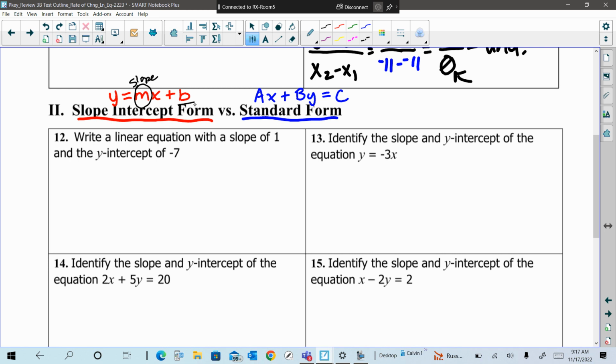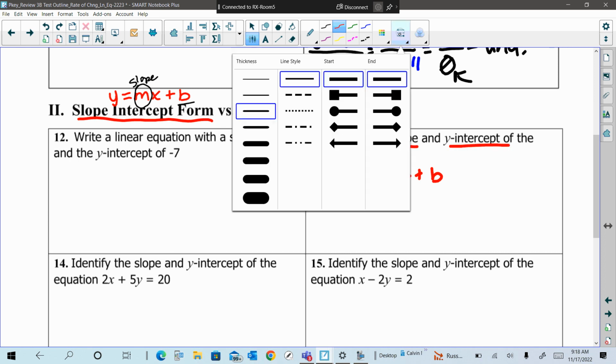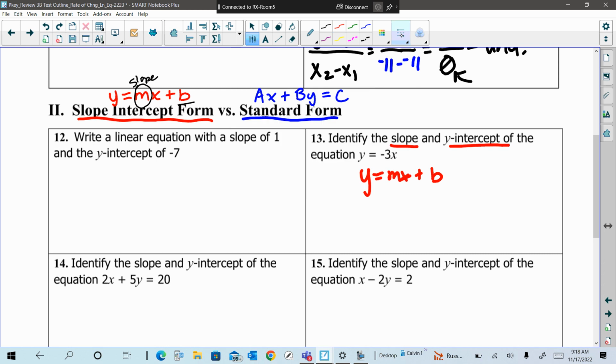So I'm going to just do a couple. I'll probably do a little zigzag. On number 13, we want the equation to be in this form, y equals mx plus b. That's our form. They want you to identify the slope and the y-intercept. So when I see the equation, I circle what's in front.